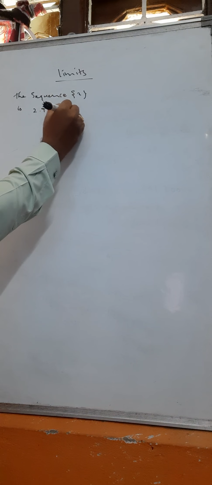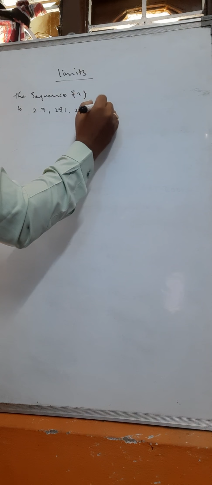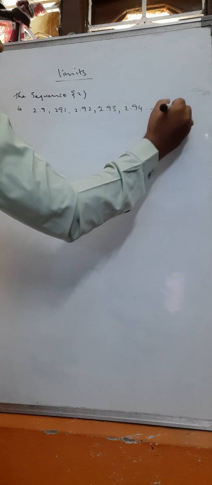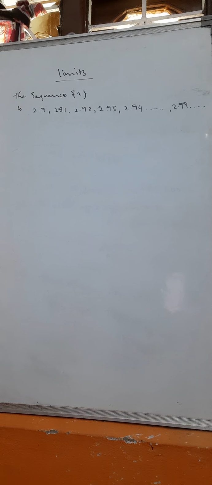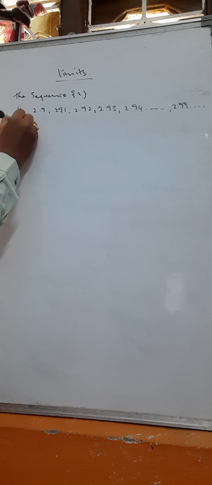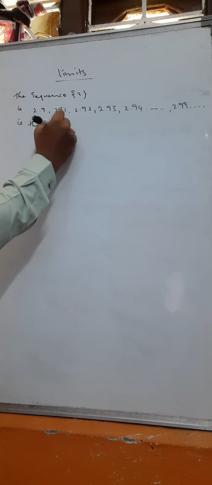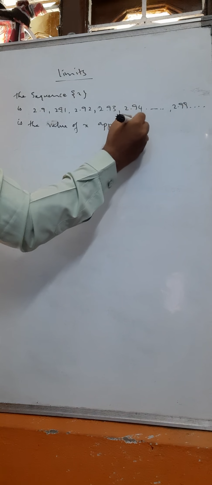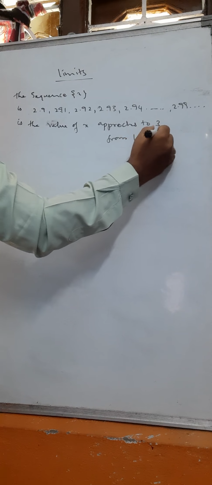2.9, 2.91, 2.92, 2.93, 2.93, 2.94. It will be continuous, 2.99. So it will be continuous. It is tending to 3. It approaches 3. It continuously approaches 3, which is called the value of x approaches 3 from left side.